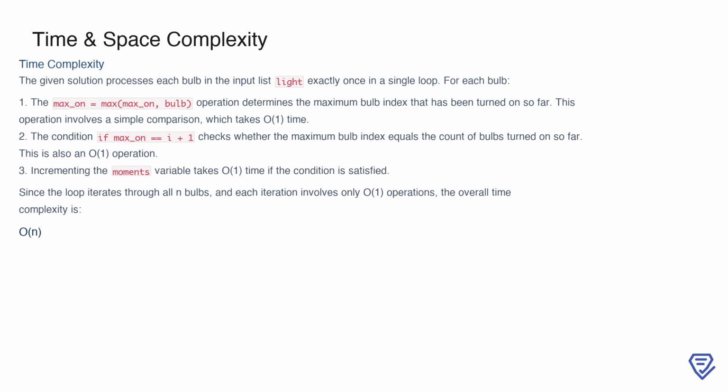The time complexity of the given solution is determined by how efficiently we process the bulbs in the input list light. Here, we iterate through each bulb exactly once using a single loop. Within each iteration, we perform a few constant-time operations: updating the max_on variable to track the highest bulb index turned on so far, checking whether this maximum matches the count of bulbs turned on using the condition if max_on equals i+1, and incrementing the moments variable when this condition is true. Since all these operations are O(1), and the loop runs n times for n bulbs, the overall time complexity of the solution is O(n). This linear time complexity ensures that the algorithm scales efficiently with the input size.